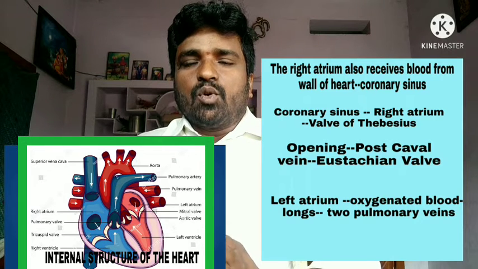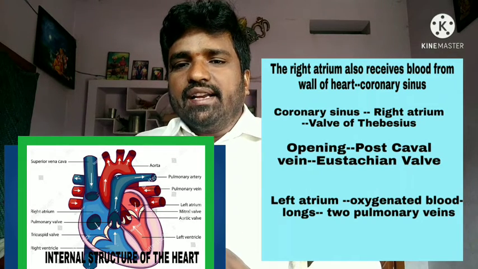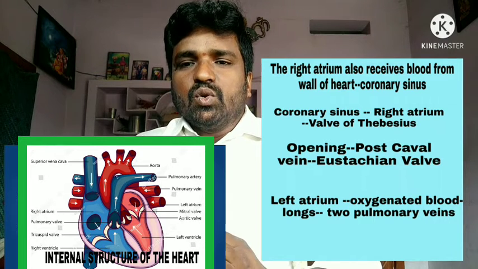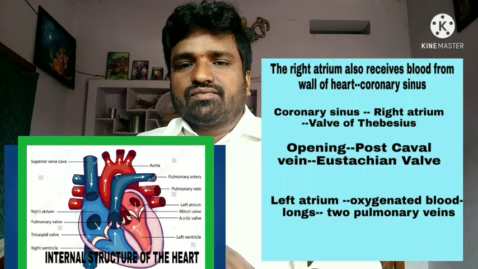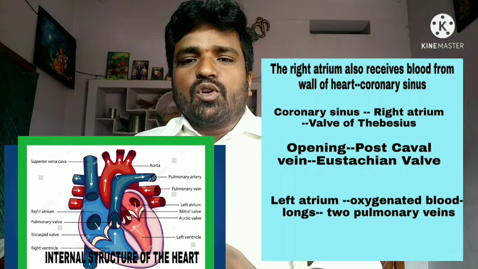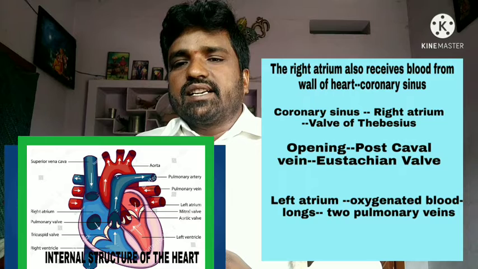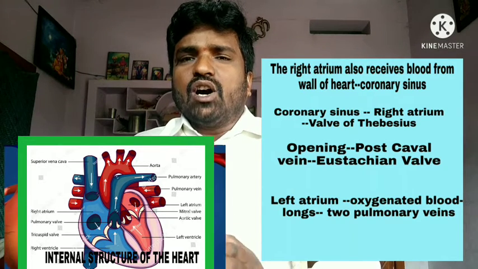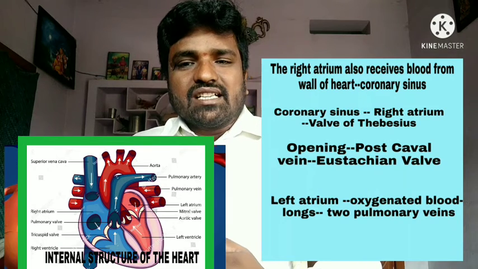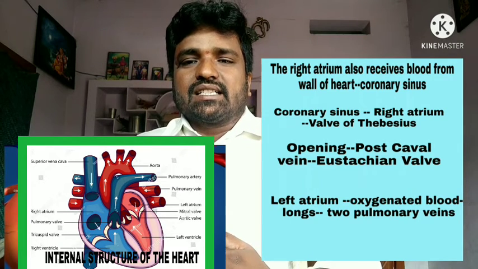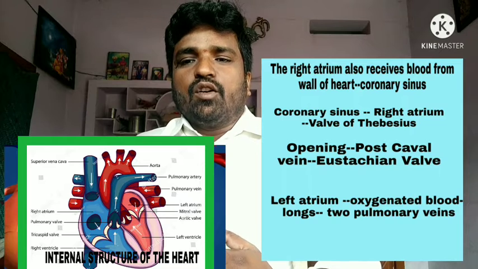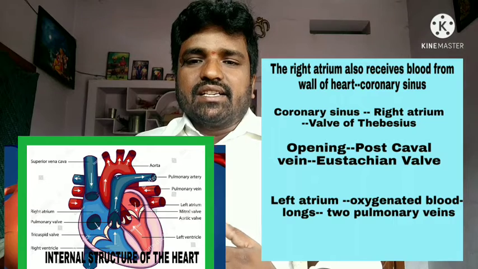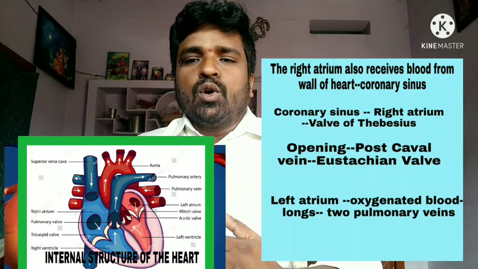The opening of the postcaval vein is guarded by the Eustachian valve. The openings of the precaval veins into the right atrium have no valves. The left atrium receives oxygenated blood from the lungs through a pair of pulmonary veins which open into the left atrium through a common pore.